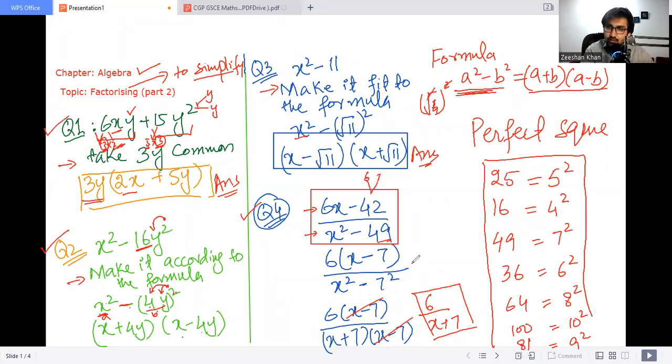Now 49 is 7 square, as I have mentioned over here as well. So we can write 7 square in place of 49. Now this is on the denominator side, there is a formula we can apply. So this is a square minus b square, so it is a plus b and a minus b. So we will cancel out x minus 7 with x minus 7. So 6 divided by x plus 7 will be left here. So this is the answer. So you can see we have simplified from this bigger expression to this simplified expression. And this is what we call factorization or factorizing. Thank you.